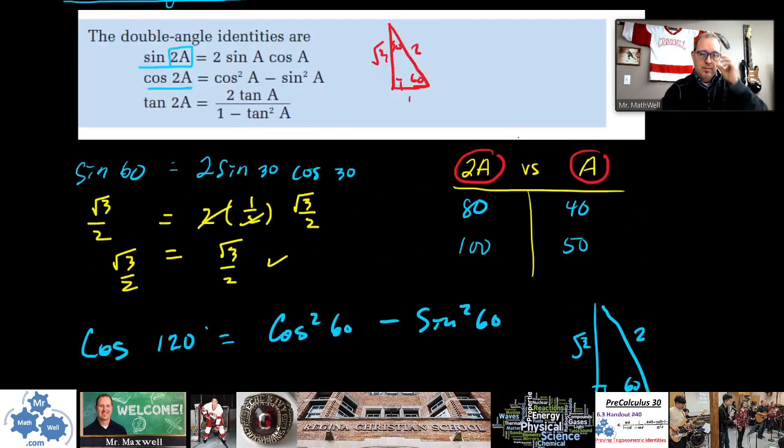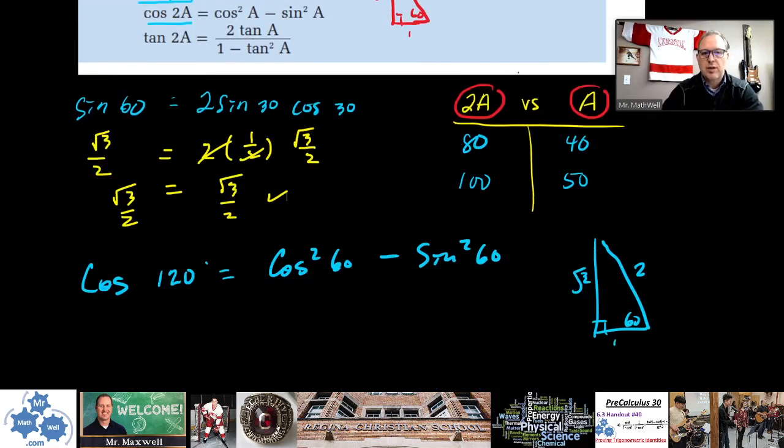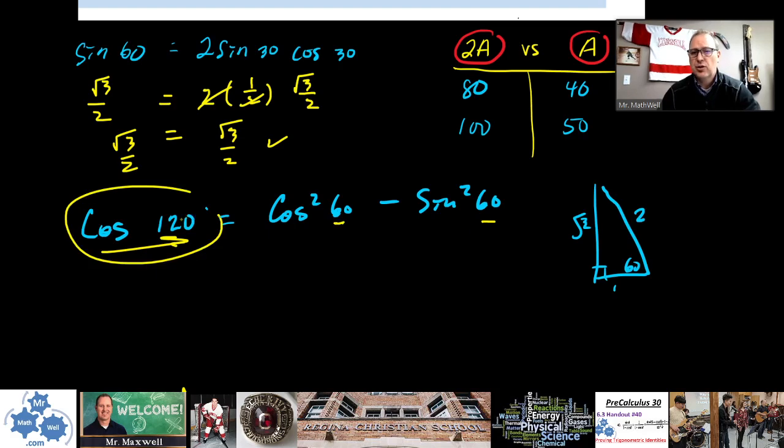Okay. Other ones. Cos of 2a can be rewritten as cos squared a minus sine squared a. So if I have cos of 120, I can actually rewrite that as cos squared 60 minus sine squared 60. This angle, is it on the unit circle? 120? No, 135, no, it's not on the unit circle, but 60 is, right? So if you want an exact answer of this, treat it as a double angle, and then use cos of 60 and sine of 60. Okay.